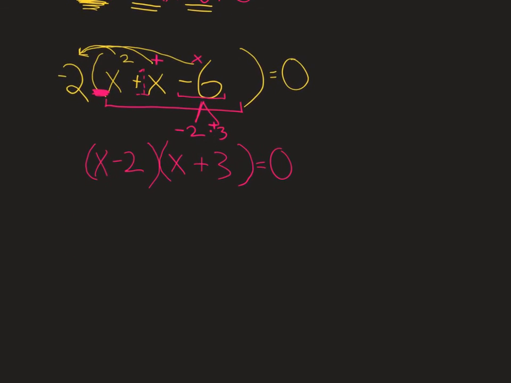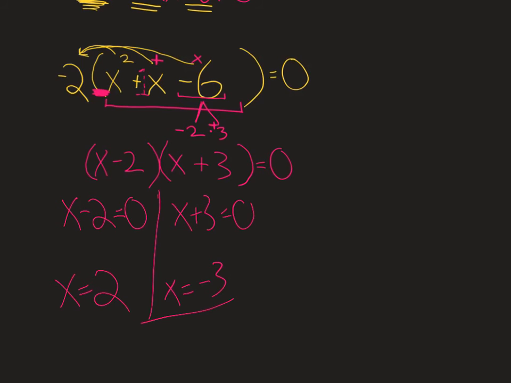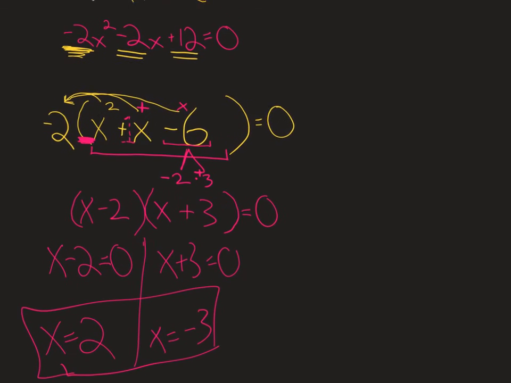At this point, set each of those equal to 0, and then I just solve them, which means, in this case, flip the signs. So I see that x equals 2 and x equals -3. So there's my solutions if I factored it.